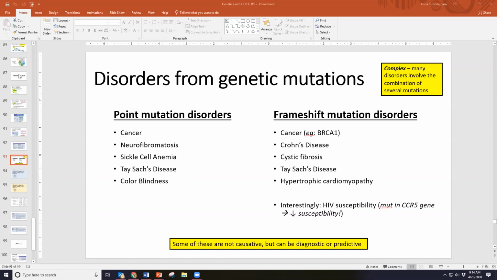Frameshift mutations, cancer, again, some of the more serious ones. Not that any cancer is not serious, but I guess some of the more quickly progressing ones. Crohn's disease, cystic fibrosis has a frameshift mutation associated with it, Tay-Sachs. Hypertrophic cardiomyopathy, which is actually a really scary thing. That's a kind of random frameshift mutation that causes the heart to hypertrophy, which means grow. But basically, this can lead to cardiac failure, just like random cardiac failure.